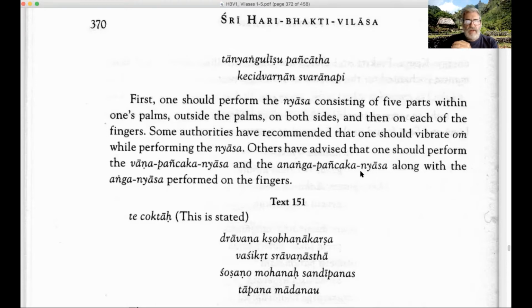So some of the authorities have recommended that one should vibrate Om while performing the nyasa. So this seems to indicate that you can add Om to the Bij mantras or to the sections of the Gopal Mantra that you're using in these different nyasas. Others have advised that one should perform the Vana Panchika Nyasa and the Ananga Panchika Nyasa, right, along with the Anga Nyasa performed on the fingers.